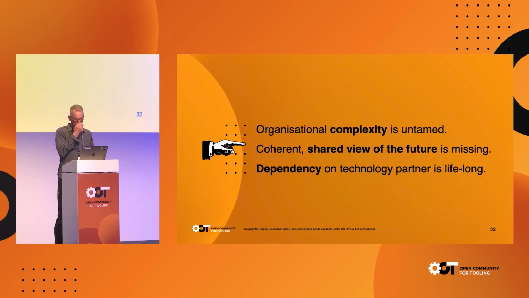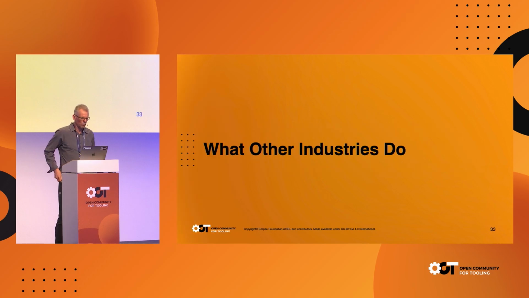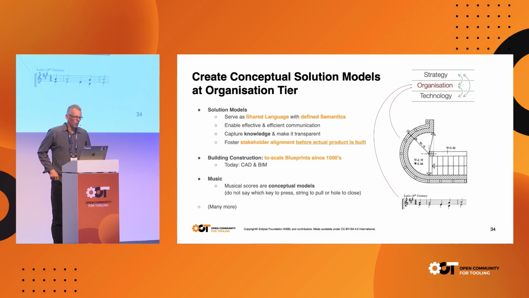And I was somewhat glad to discover that this is, for me, the problem, but then how to solve it. I turned to look at what other industries do that are more successful with digital in their projects and with their products. And there is a strong recurring pattern there. All those industries create conceptual solution models at their organization tier, which might be called differently. Usually they have some shared language with defined semantics, and they do a very strong and rigid stakeholder alignment before they actually build the product.